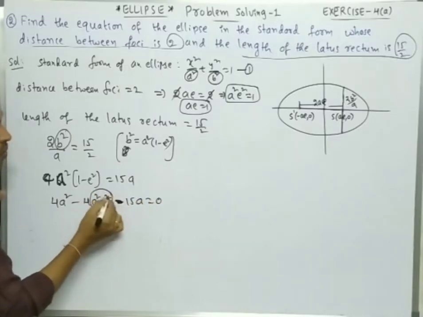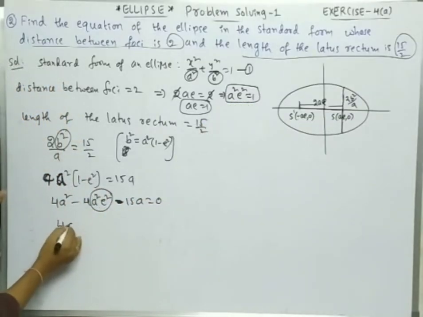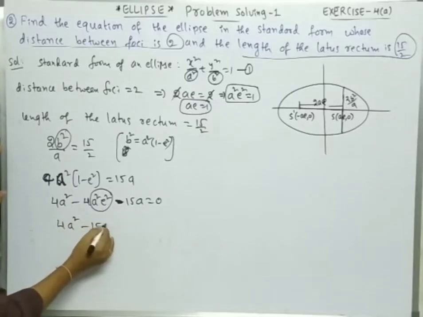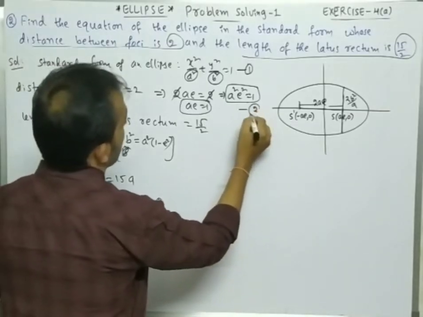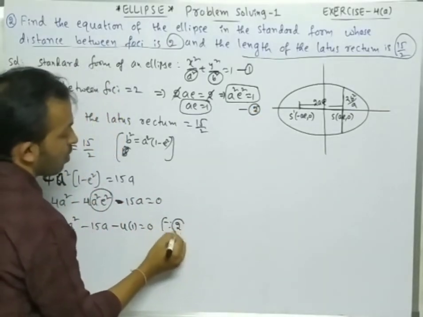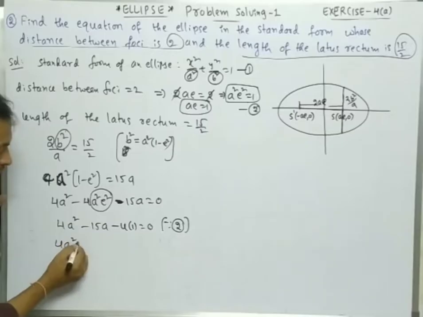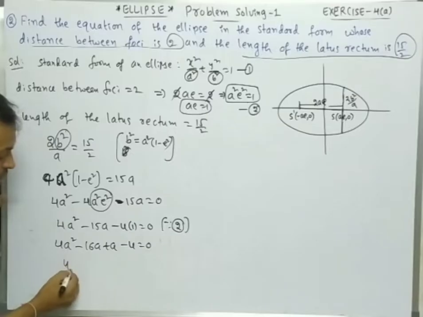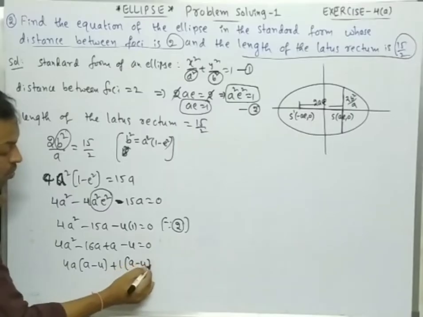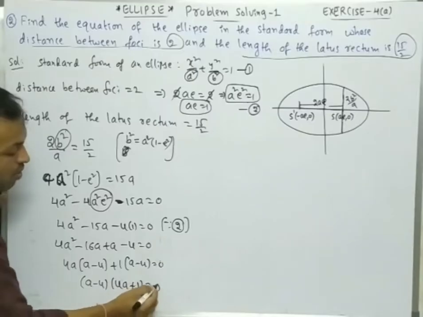Now what is the value of a square e square from here? 1. So substitute that value here. Now we will get 4a square minus 15a minus 4 into 1 is equal to 0. Let us take this as equation 2. Now factorize this. 4 into 4 is 16, right? 4a square minus 16a plus a minus 4 is equal to 0. Taking 4a as common, a minus 4 plus 1 common, a minus 4 is equal to 0. Again a minus 4 common, 4a plus 1 is equal to 0.